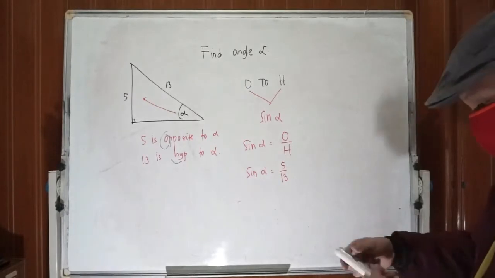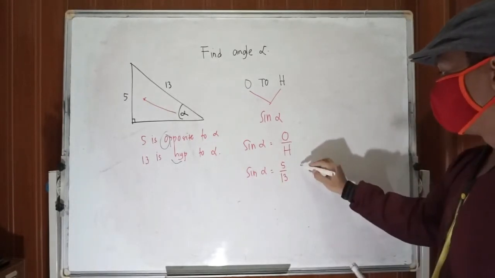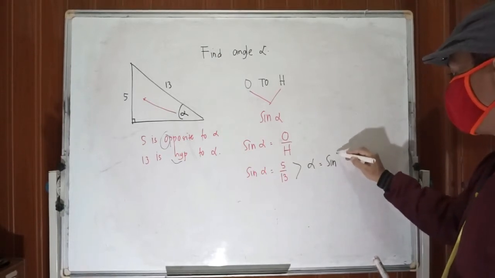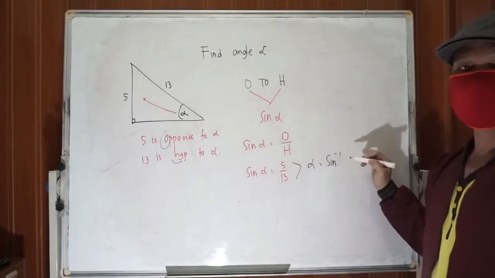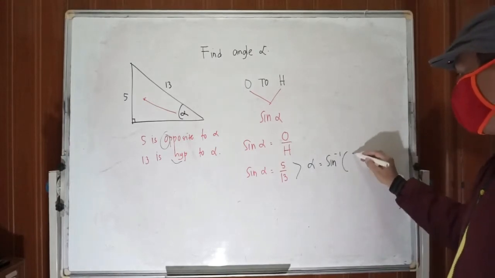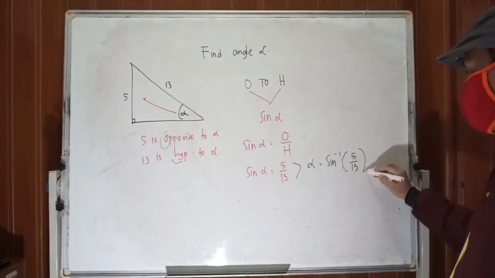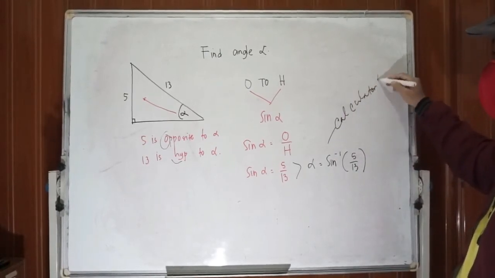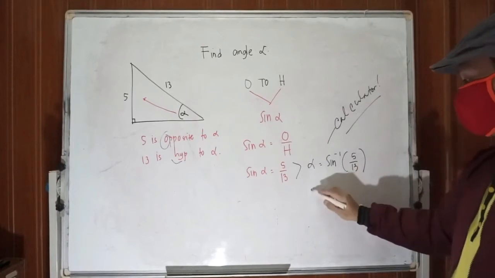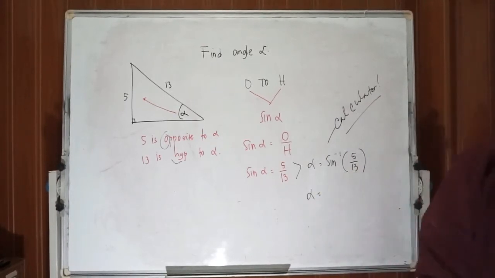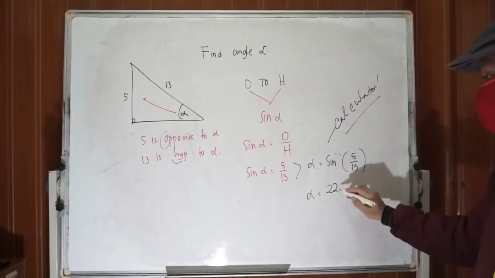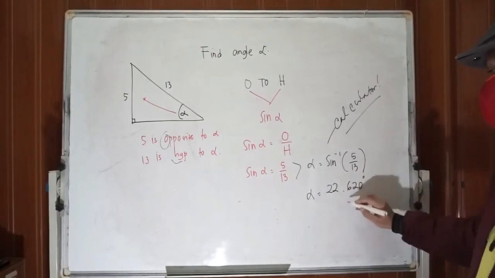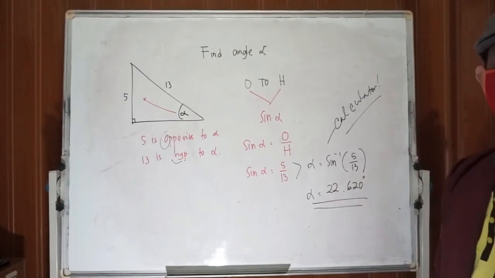So based on this information, we can find that alpha is sine to the power of minus 1, or inverse sine, of 5 over 13. So please use the calculator. By using the calculator, alpha is 22.621 degrees. Very easy, right? Thank you.